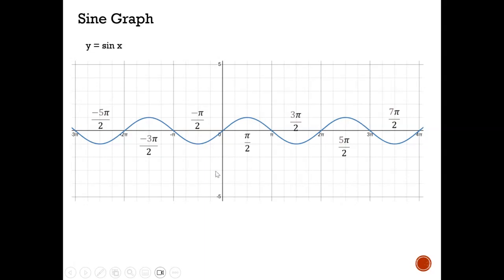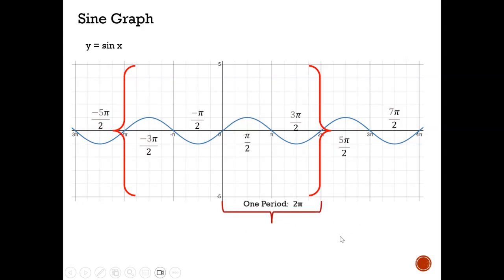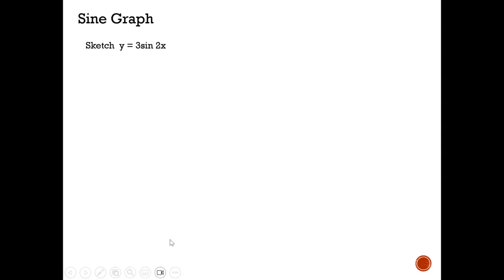But here, guys, we're only graphing one period. If it's 2 periods, we're going from negative 2 pi to 2 pi. But like I said earlier, we're only graphing one period to simplify it. And then to graph the other period, all you do is continue on the same pattern. Again, we're only graphing one period, which is 2 pi. And this is my 2 periods. Okay, now let's sketch y equals 3 sine of 2x.